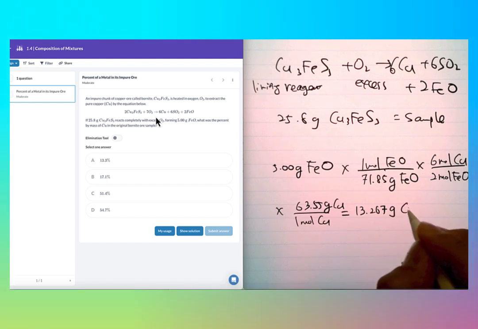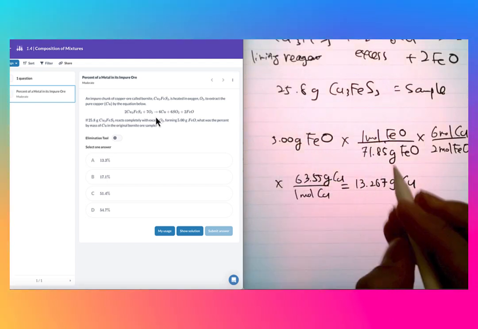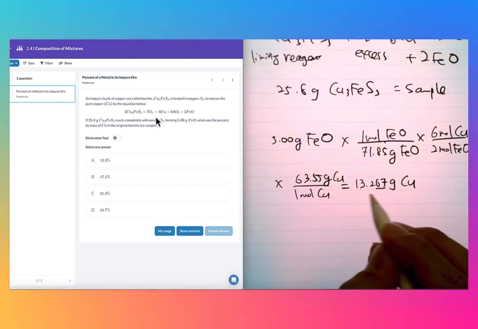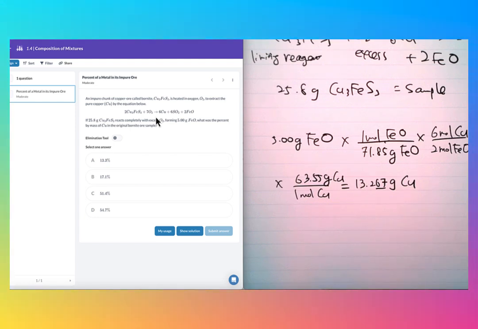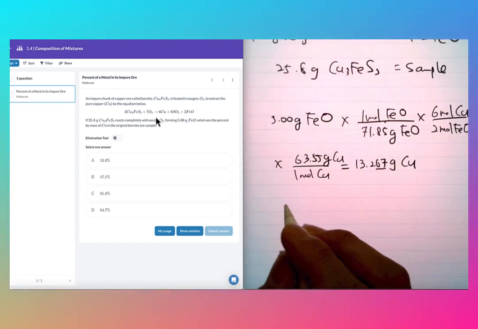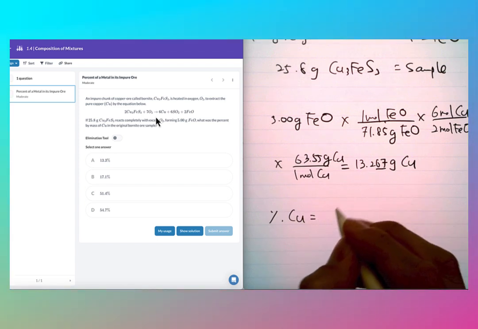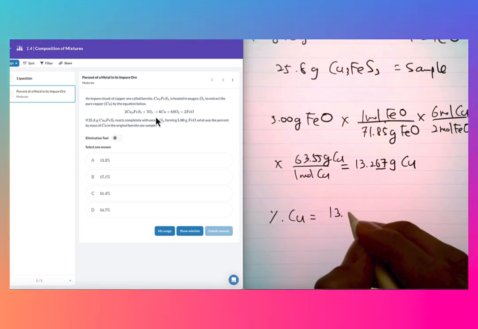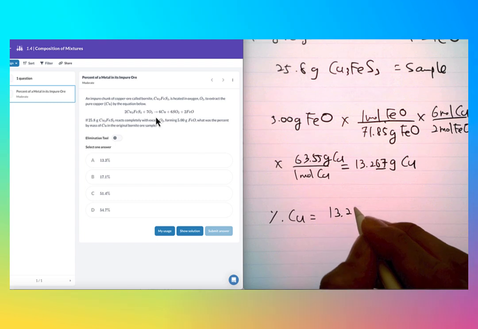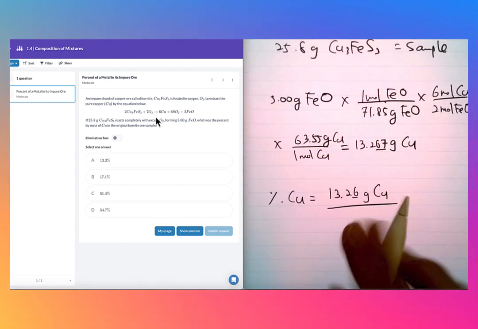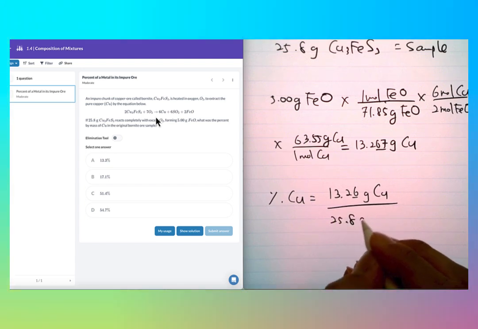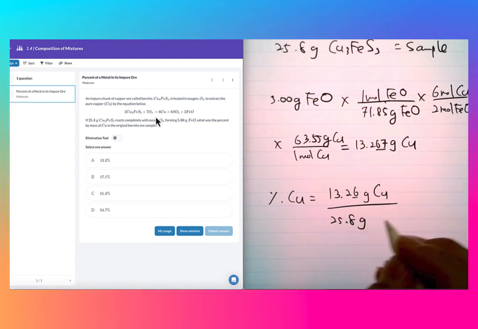13.267 grams of copper. We want to keep 3 sig figs, so you can just think of it as 3 sig figs, and that will eventually be rounded at the last step. So our goal now is to find the percent by mass of copper, since this amount will be formed from the initial 25.8 grams that are contaminated, or impure.